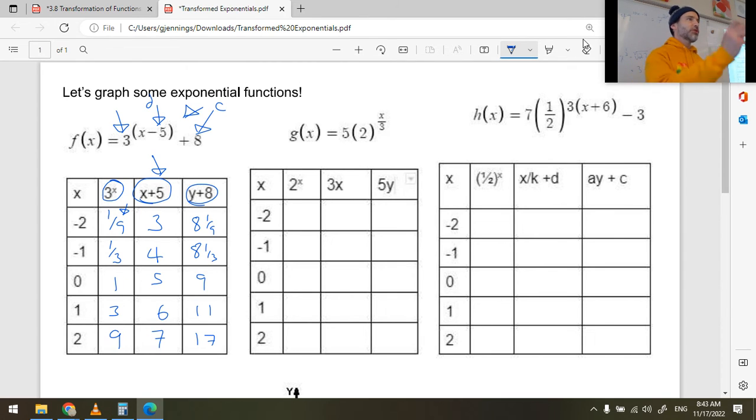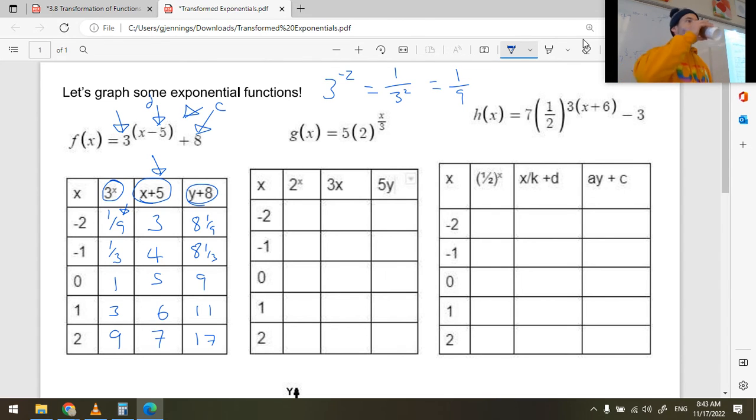Hey, Ella. Thank you for showing up for your learning today. Allie, how did you find the 1/9? So I did 3 to the negative 2, which is equal to 1 over 3 to the 2, which is equal to 1 over 9.